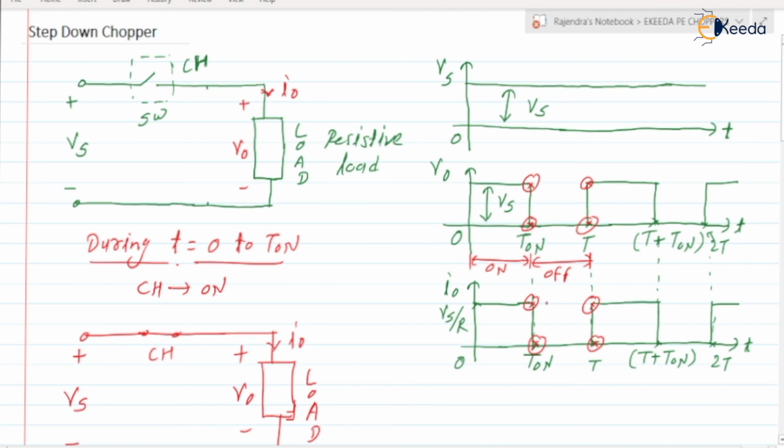Okay, so in order to avoid it, generally an inductor is connected here, and here a diode will be connected. Then we can say that the circuit will be referred to as a buck converter, right? Buck converter. Is this clear? So in the next video we are going to discuss the buck converter. Thank you.